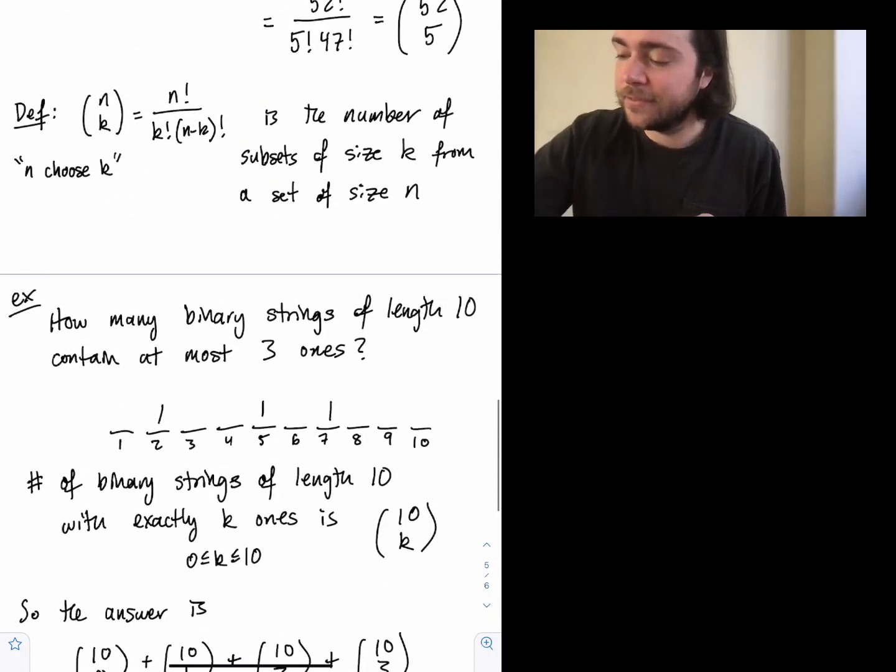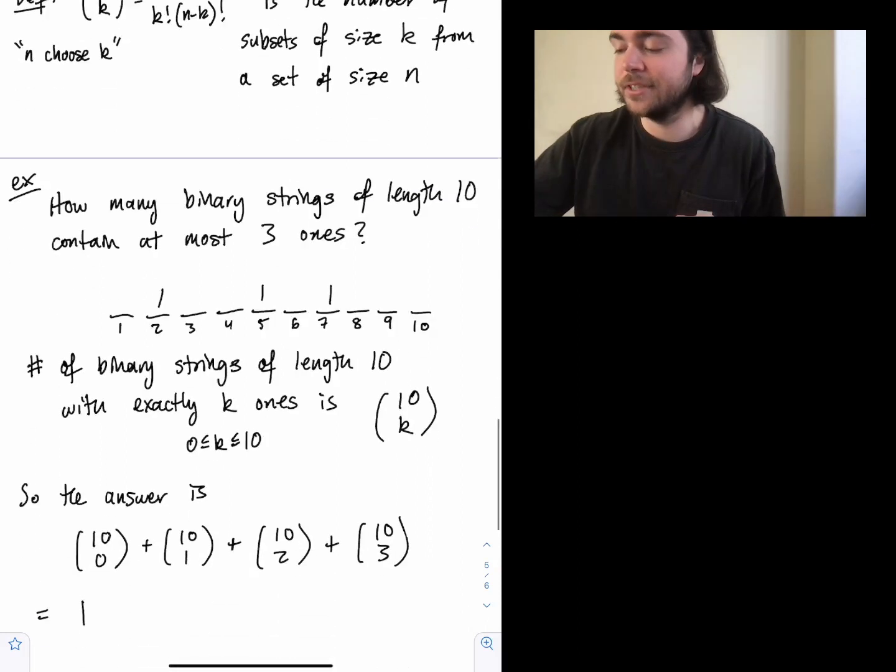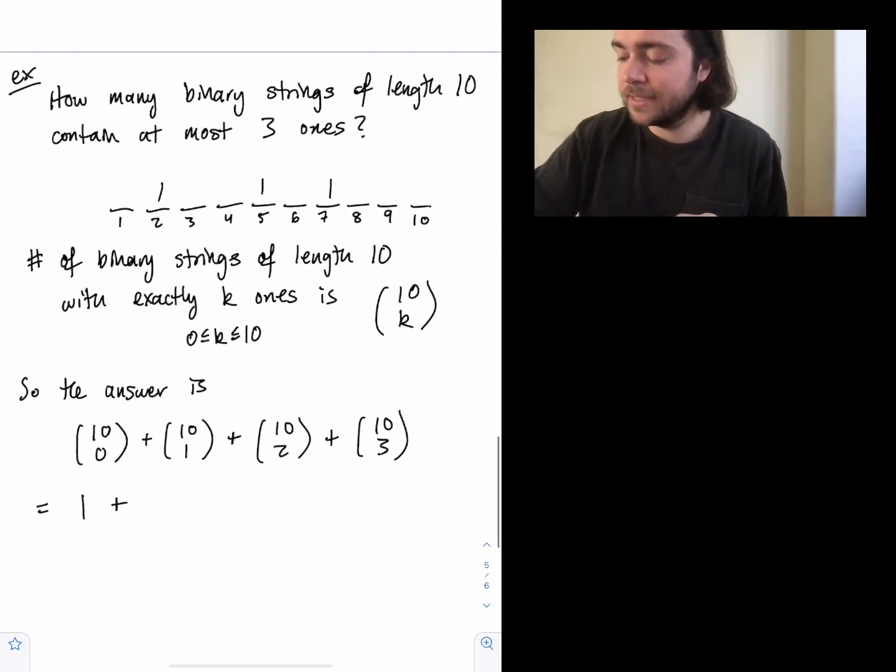But alternatively, you can of course plug in here. We'd have 10 factorial over 0 factorial, which remember we said was 1, divided by 10 minus 0 factorial. Well, that's just 10 factorial as well. So these two would cancel in that case. You just get 1. Plus 10 choose 1.